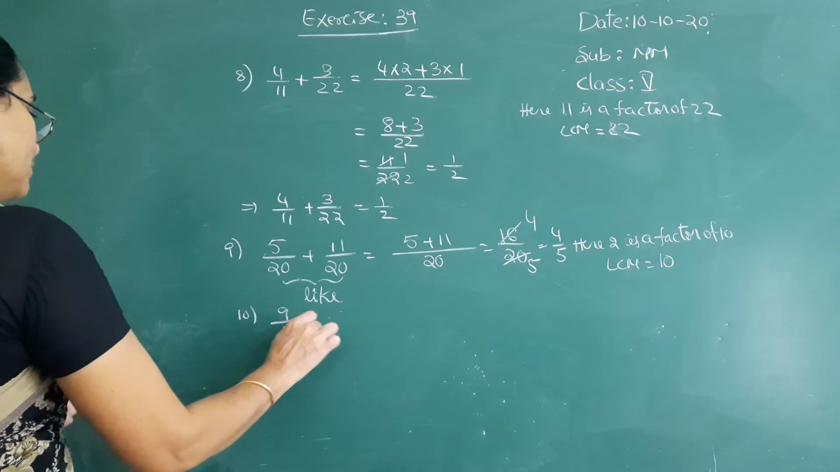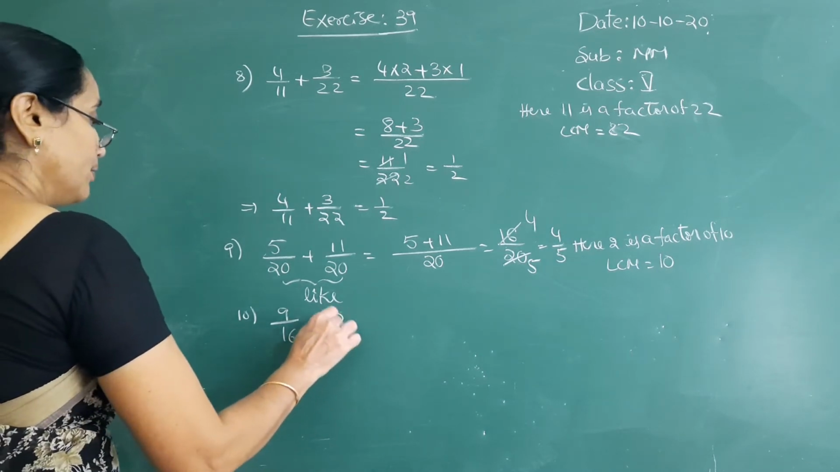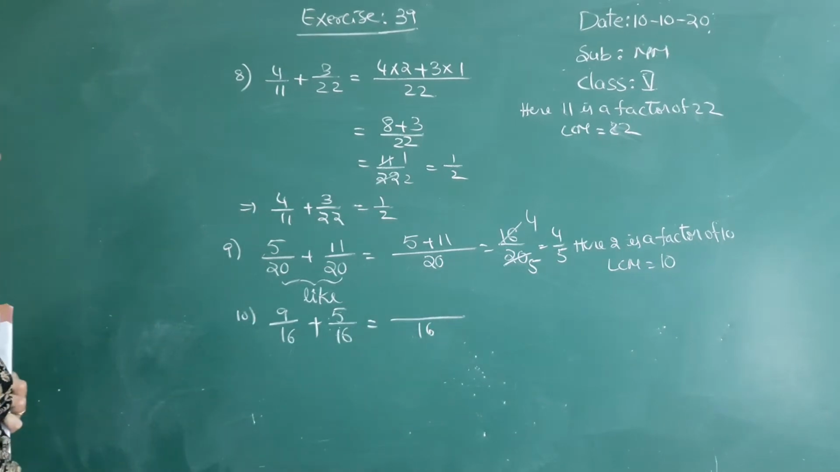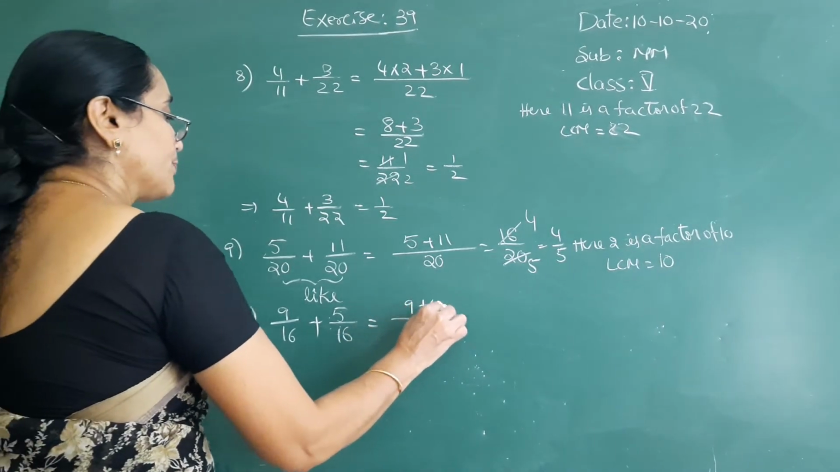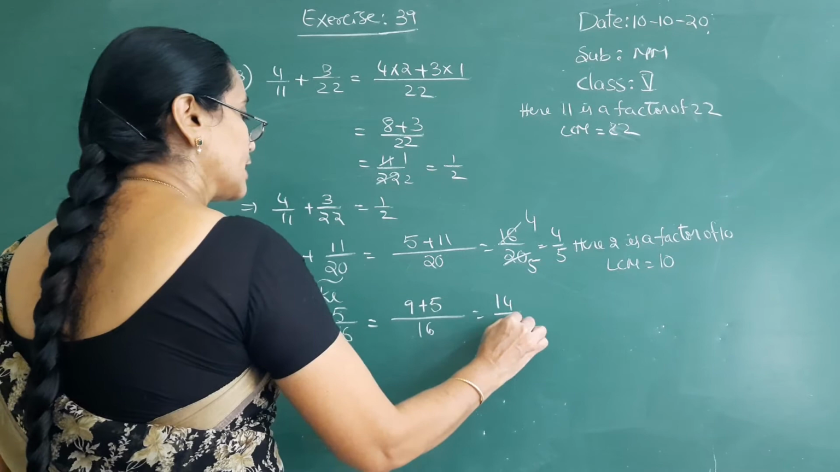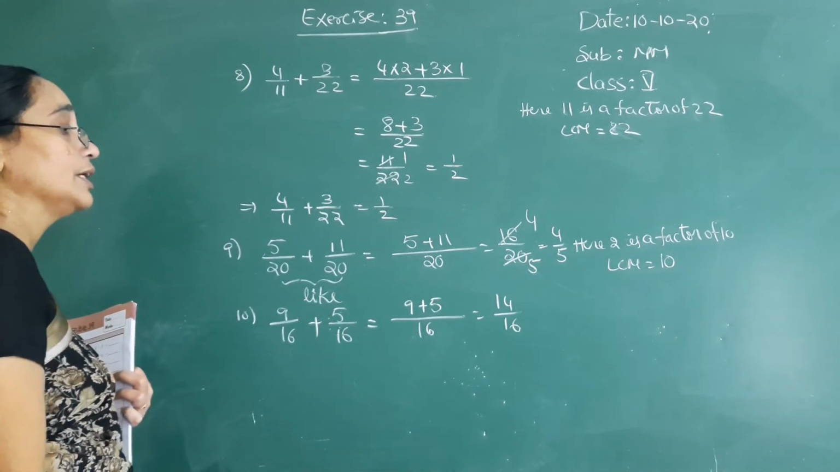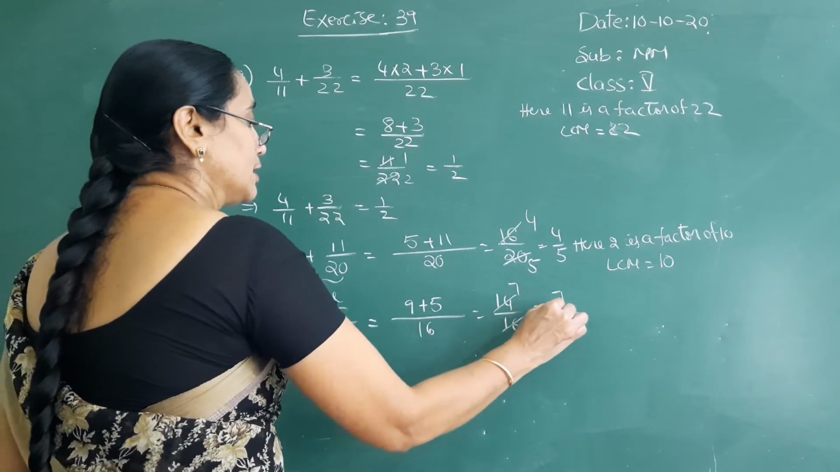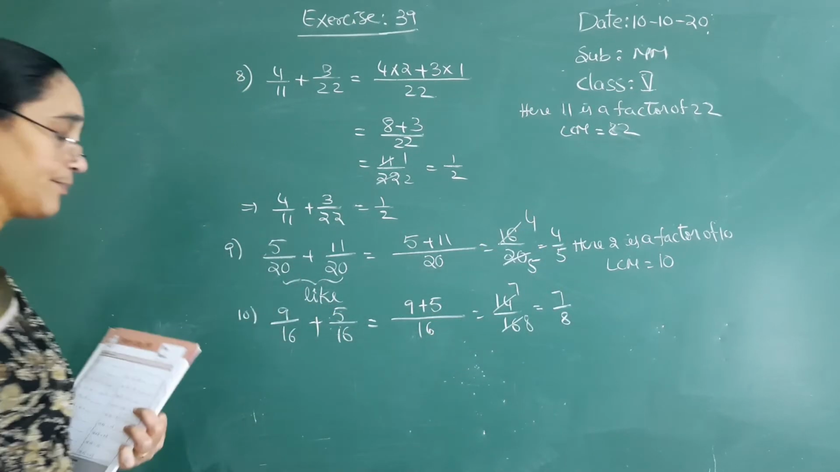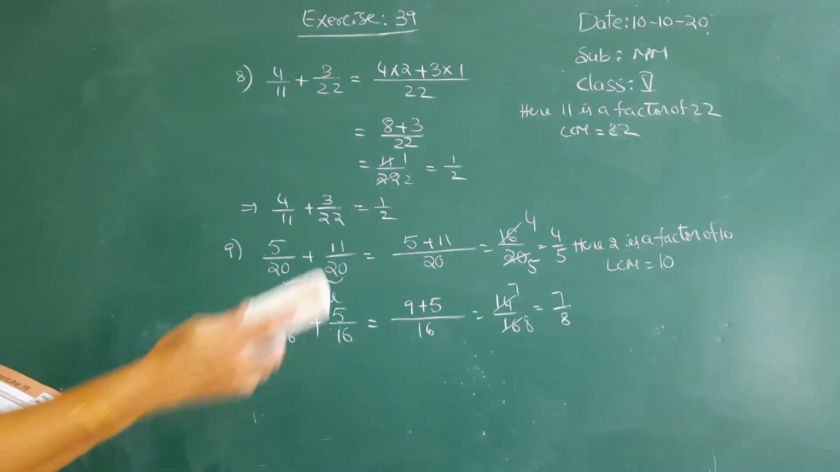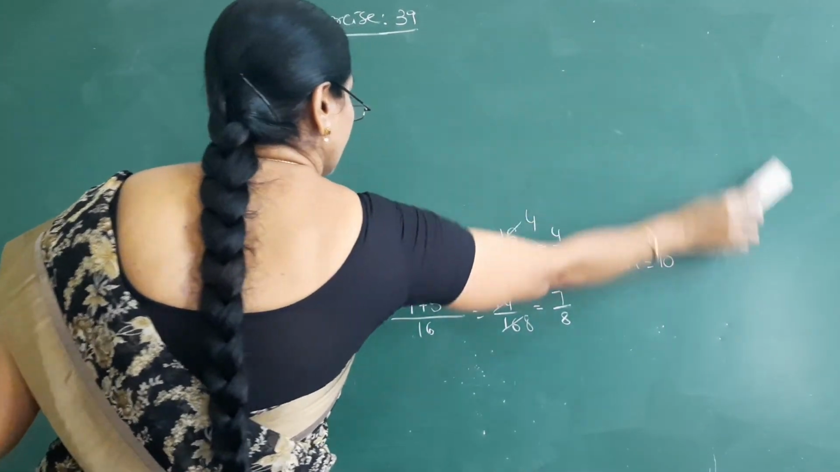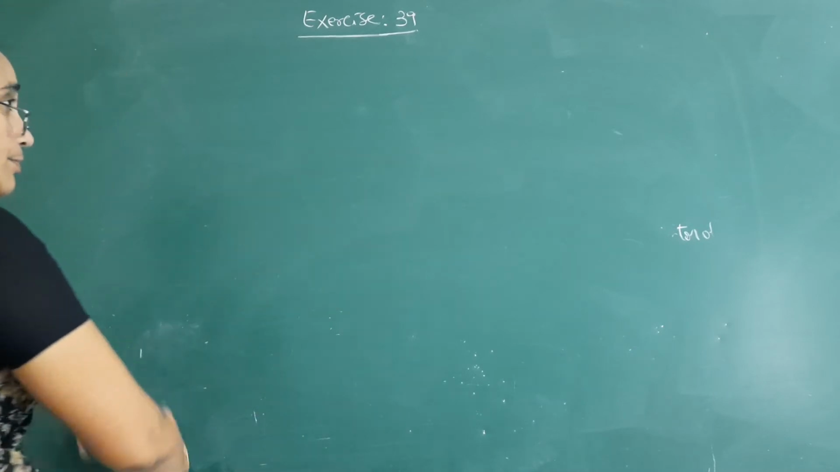And see the 10th problem. 9 by 16 plus 5 by 16. Here also these are like fractions. 16 as the denominator, 9 plus 5, it is 14 by 16. 16 and 14 have the highest common factor 2. 2 sevens are 14, 2 eights are 16. It is 7 by 8. See the 11th problem.